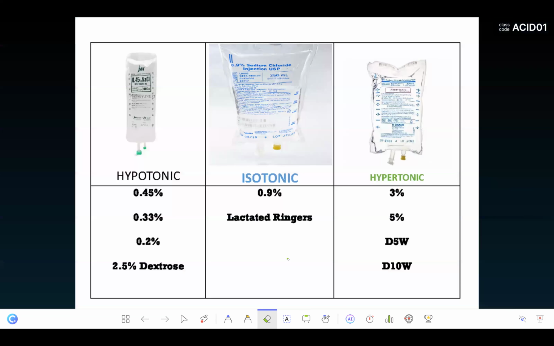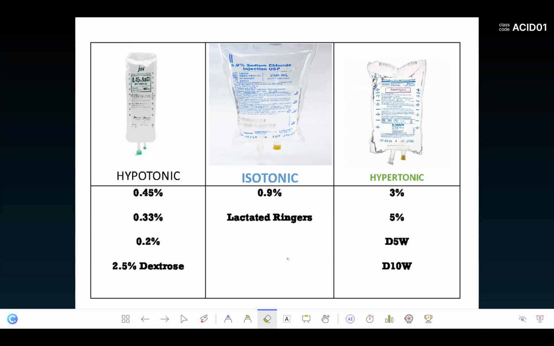So here are some examples of these solutions. A hypotonic solution includes 0.45% normal saline, which is also known as half normal saline, 0.33% normal saline, 0.2% normal saline, and 2.5% dextrose. These are all hypotonic. And what a hypotonic solution does is put water in.